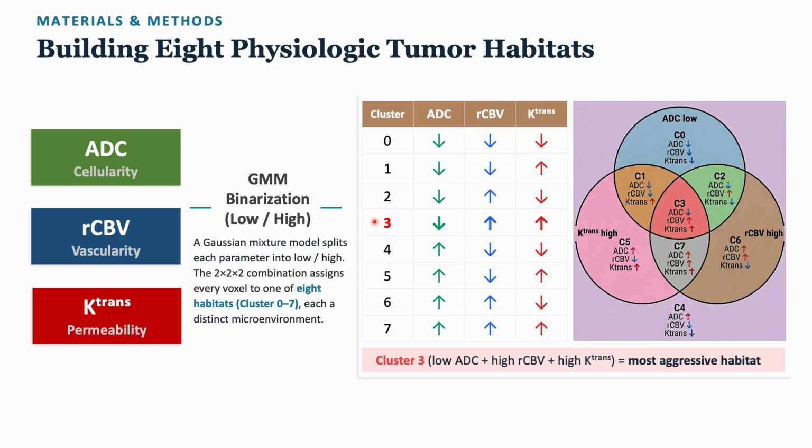Among them, cluster 3, which is low ADC, high RCBV, and high K-trans, represents a highly cellular, vascular, and permeable region, and was pre-specified as the most malignant appearing habitat.